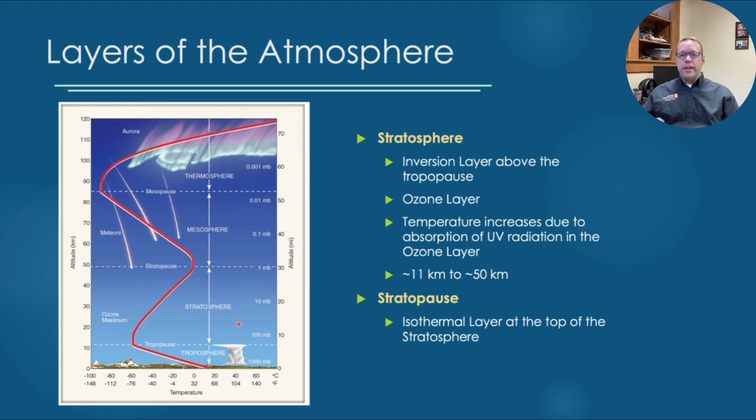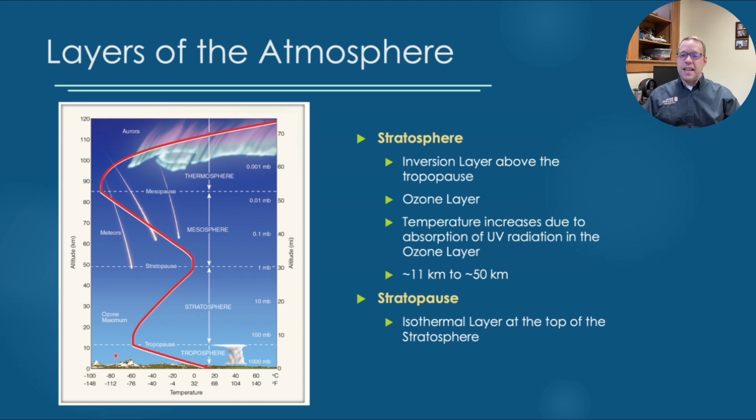Ozone is really good at absorbing ultraviolet radiation, ultraviolet light, if you will. And it absorbs it so much that it actually warms up the ozone and it warms up the atmosphere itself. And so the temperature actually starts to rise because it's absorbing that sunlight. You've got an inversion layer where the temperature rises with altitude. This layer is called the stratosphere.